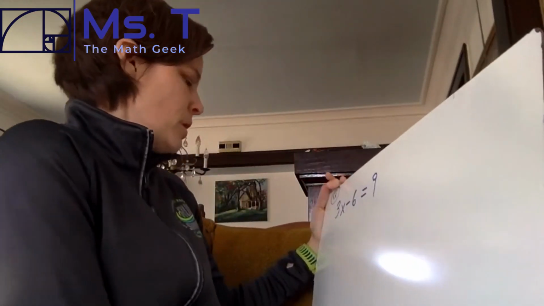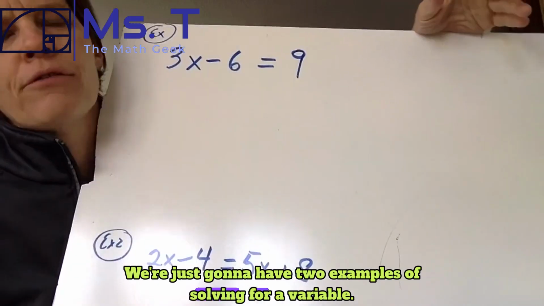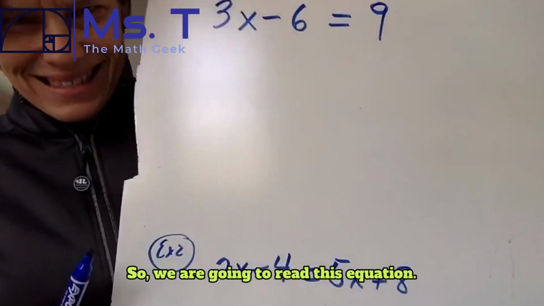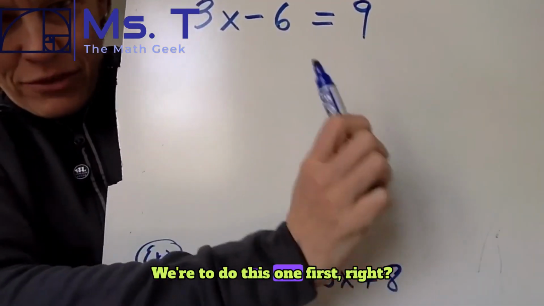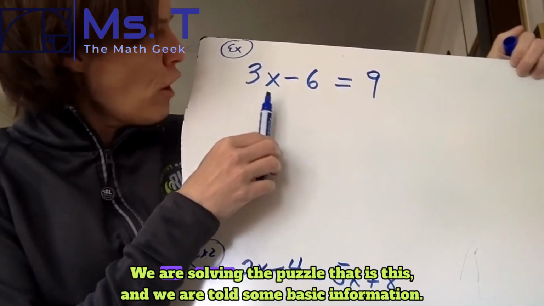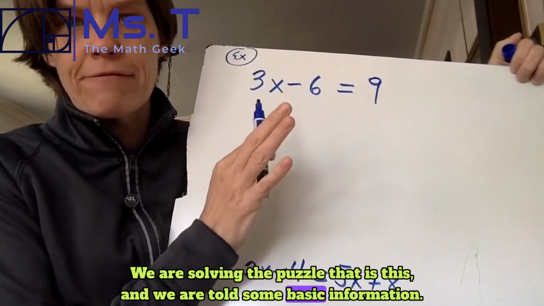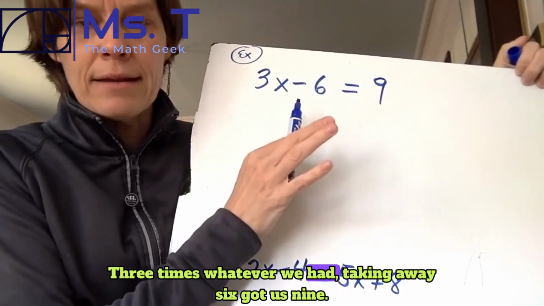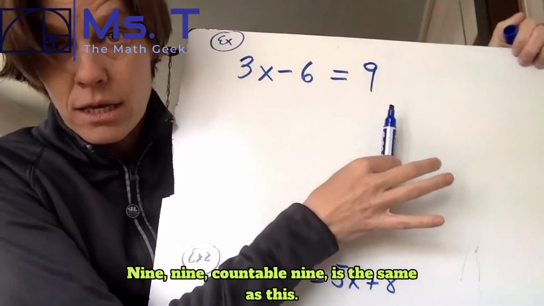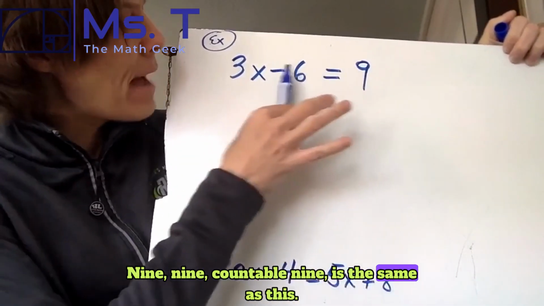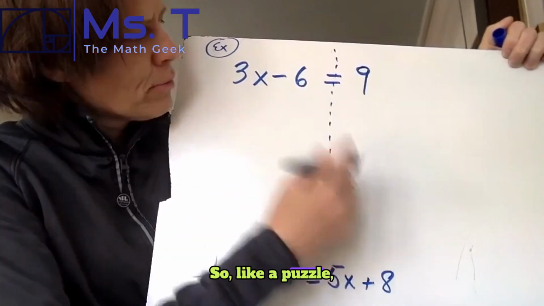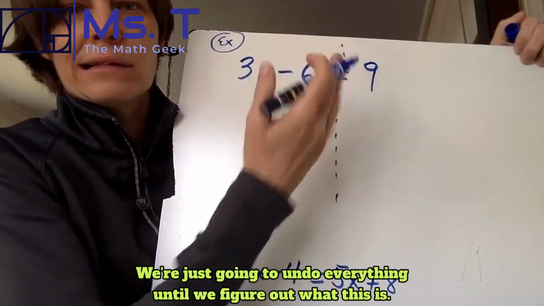Okay. We're just going to have two examples of solving for a variable with more than one step. We are going to read this equation. We're going to do this one first, right? So what are we looking for? We are looking for this thing. We are solving the puzzle that is this, and we are told some basic information. 3 times whatever we had, taking away 6, got us 9. That 9 is the same as this. They're the same thing. So, like a puzzle, we're just going to undo everything until we figure out what this is.